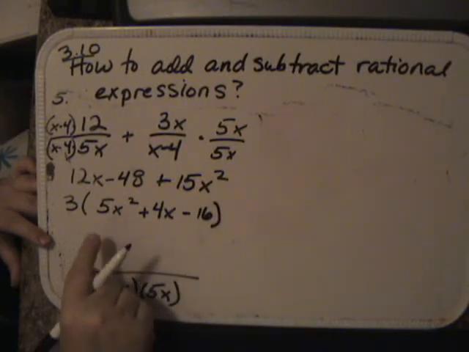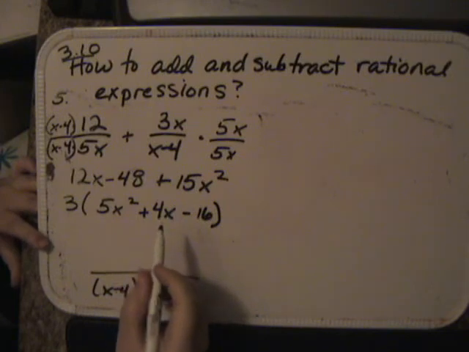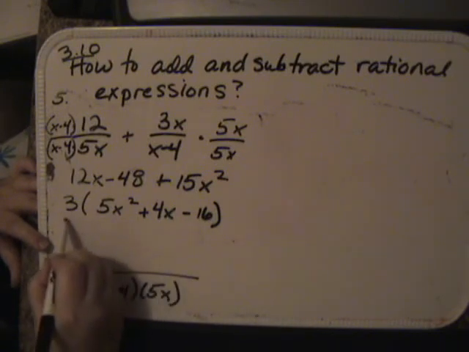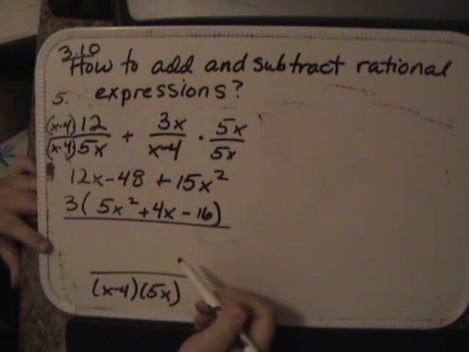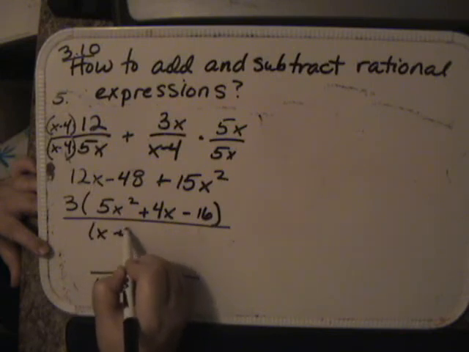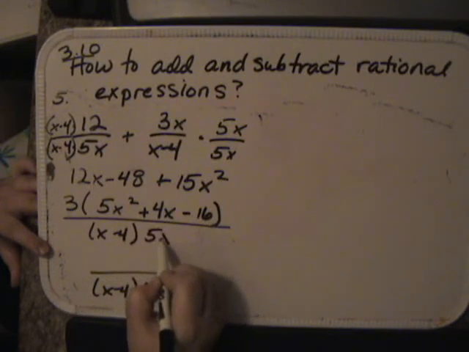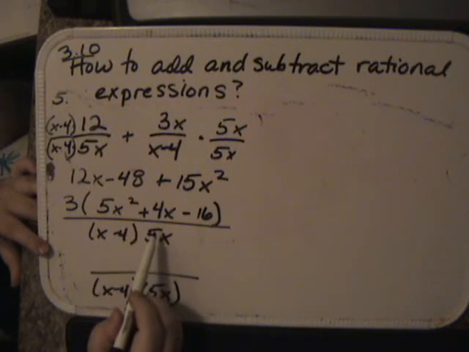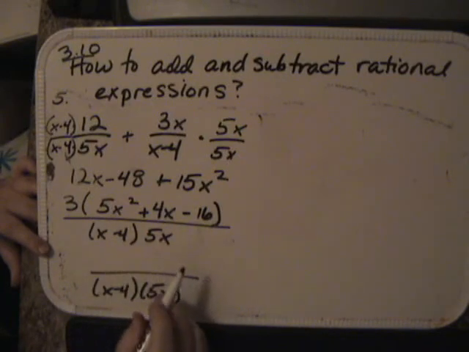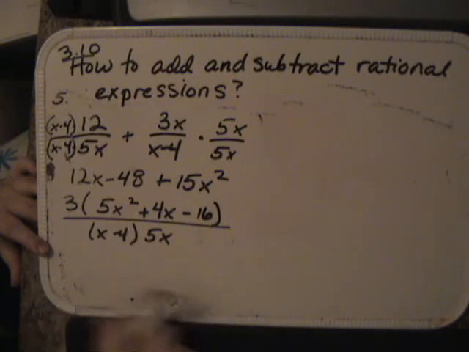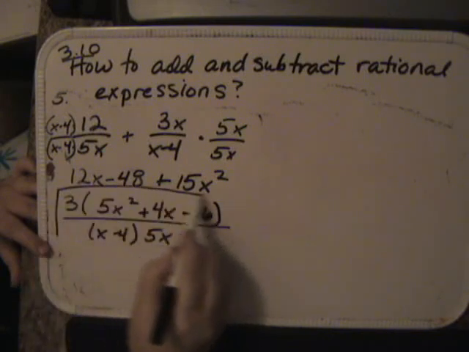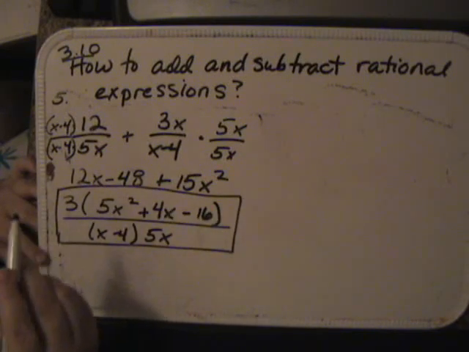16. Okay. So, and all of this goes over my denominator of x minus 4 times 5x. And, right, I don't see anything that can be factored, so I would leave it like that. And that would be your final answer for that one.